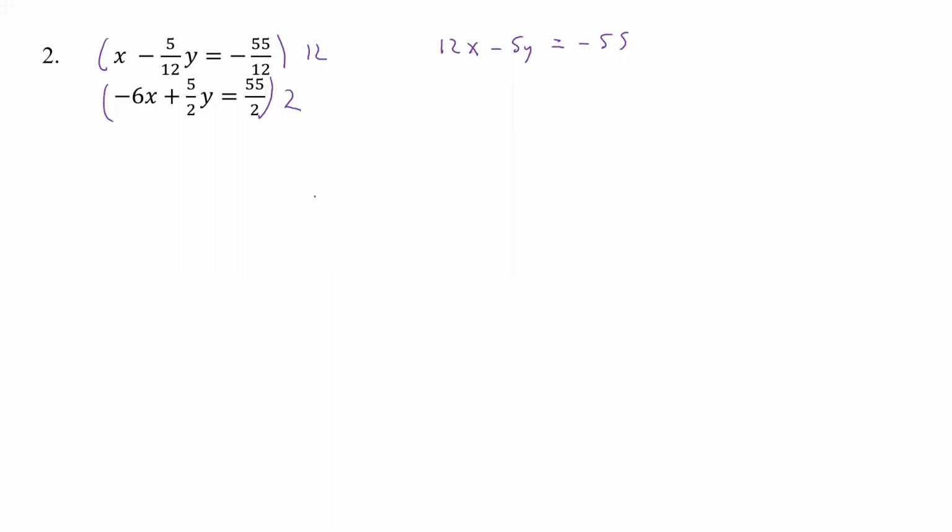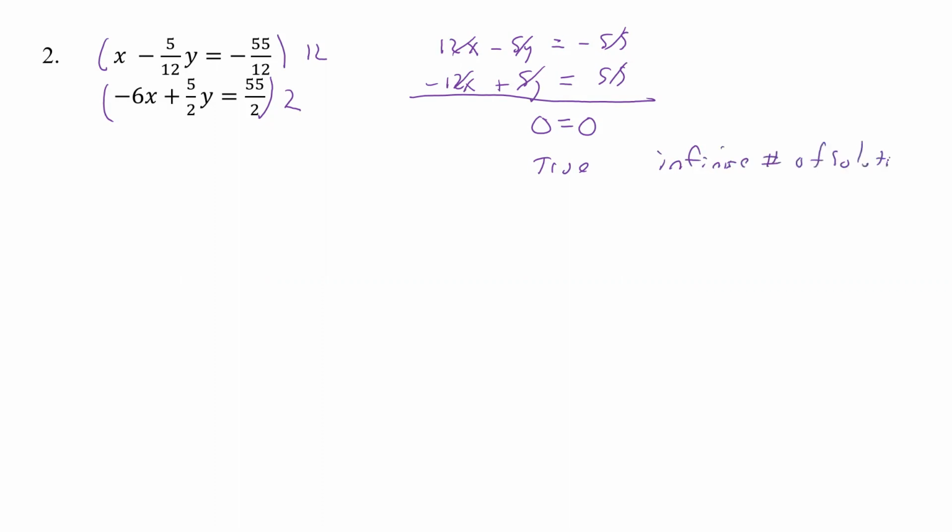And this one, if I multiply that, that's going to give me negative 12x, and then plus 5y is equal to 55. Is that correct? It looks to be. And so guess what? That cancels that, that cancels that, that cancels that. So I get 0 equals 0. That's true. So it's going to be an infinite number of solutions.